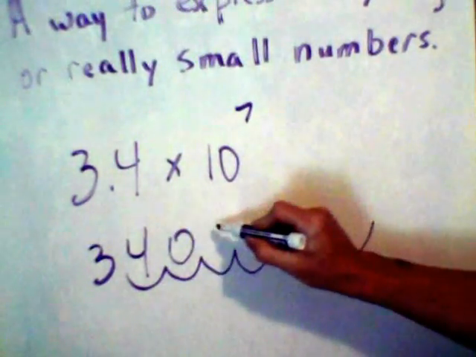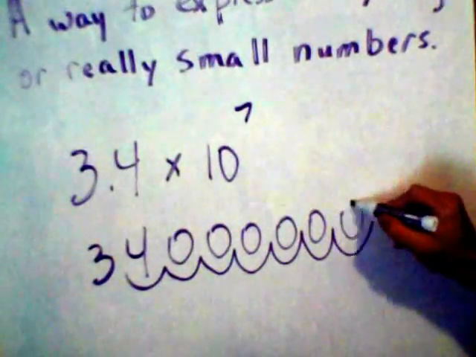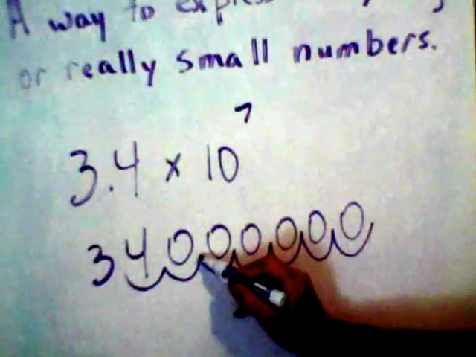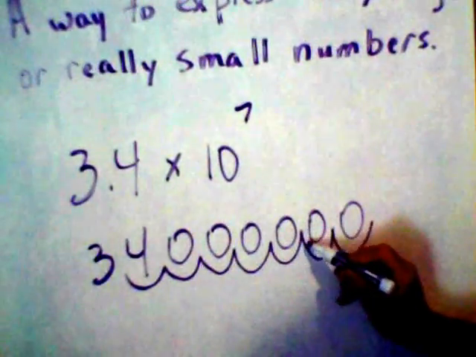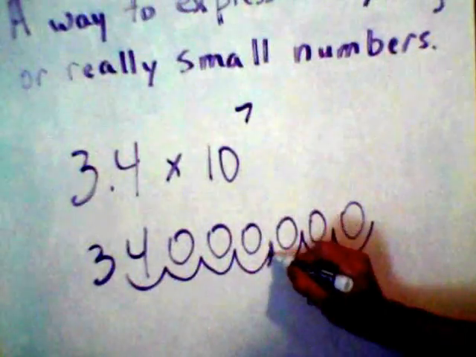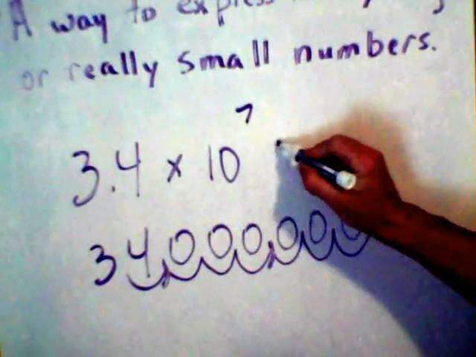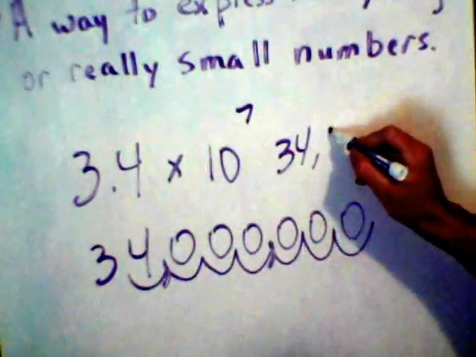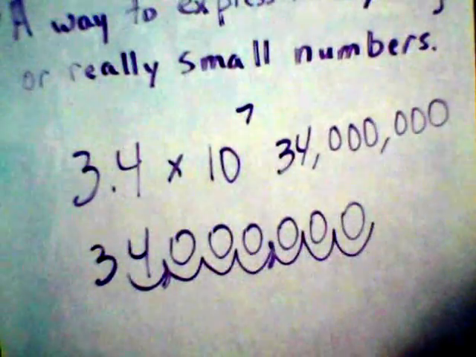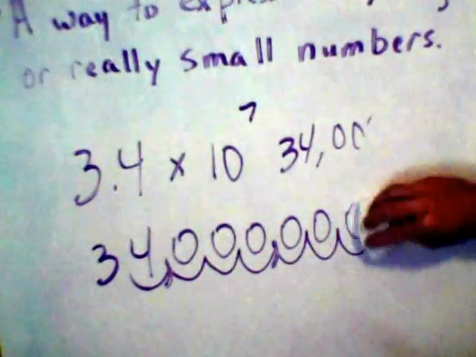And everywhere one of these little dips is, I'm going to put a 0 there. And I'm going to go back and double check, make sure. 1, 2, 3, 4, 5, 6, 7. And now I'll go back and I'll add my commas. And I end up with 34 million. And that's the way you do positive exponents. Negative exponents are a little bit different.